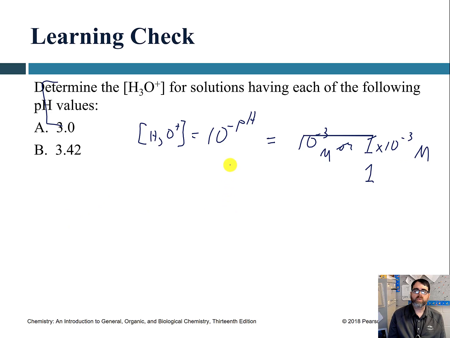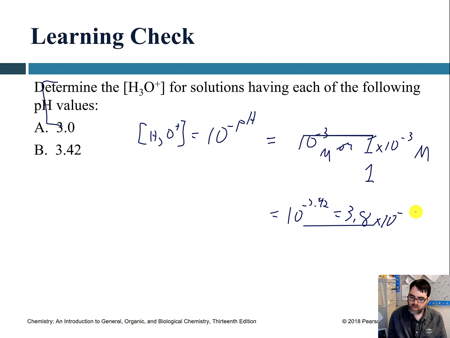For the other one, we're going to do 10 raised to the negative 3.42. And so that we're going to have to plug into a calculator. So 10 to the X, negative 3.42. And I get a 3.8 times 10 to the negative 4 molar. And again, our sig figs are matching here, 2 here, which come from the decimals here. This one here, 1 here, so then only 1 here, which comes from the decimal part of this one.